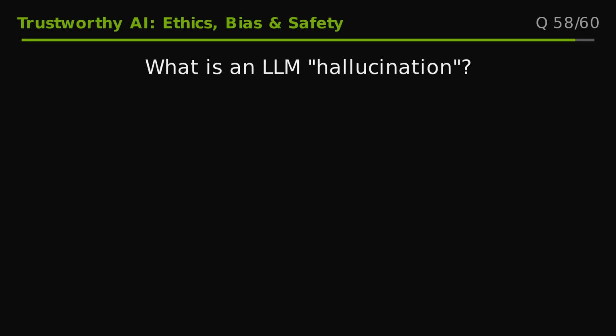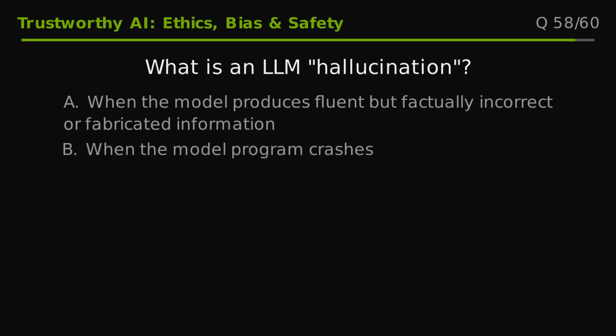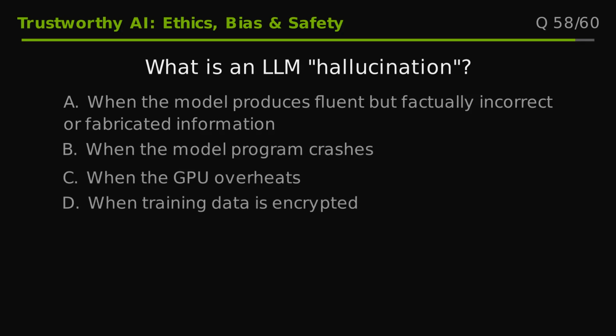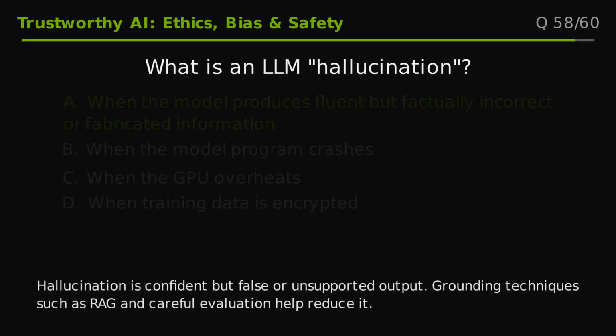Question 58. What is an LLM hallucination? Option A. When the model produces fluent but factually incorrect or fabricated information. Option B. When the model program crashes. Option C. When the GPU overheats. Option D. When training data is encrypted. The correct answer is A. Hallucination is confident but false or unsupported output. Grounding techniques such as RAG and careful evaluation help reduce it.